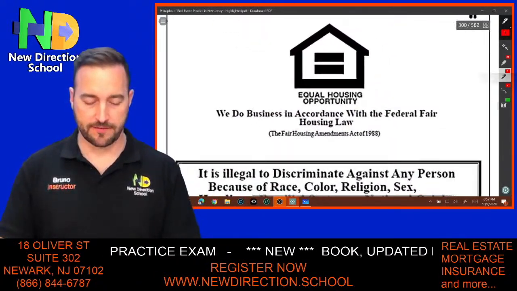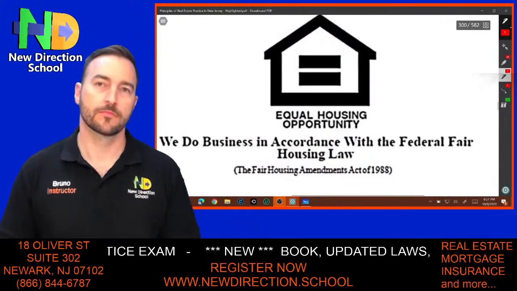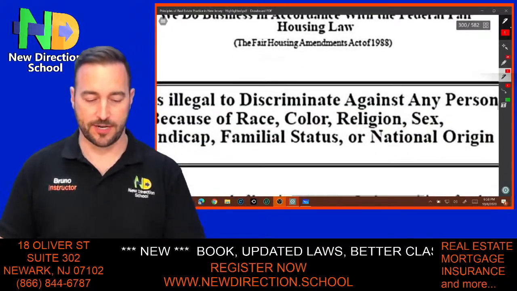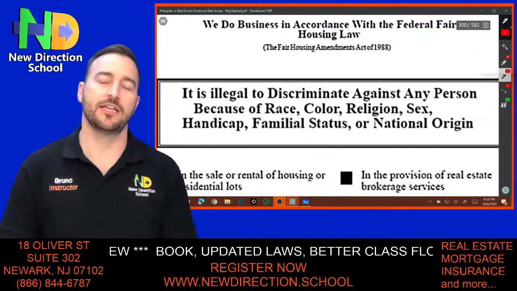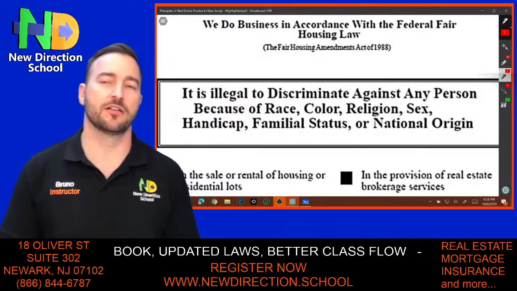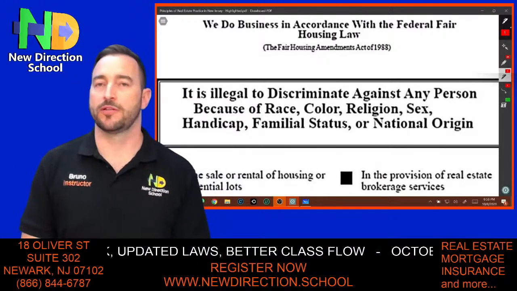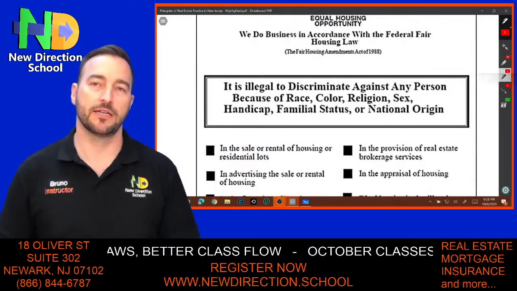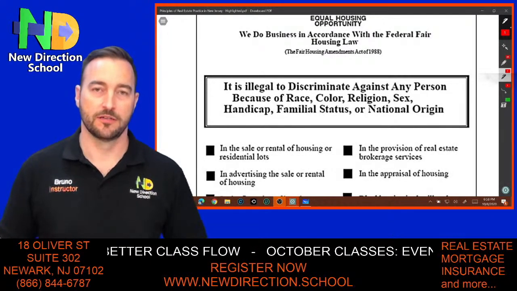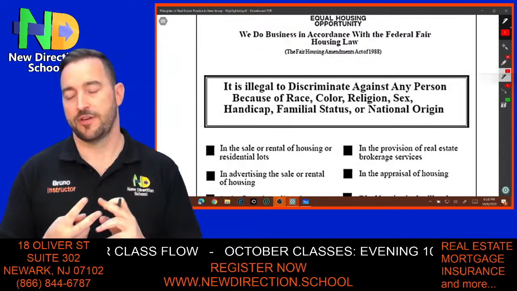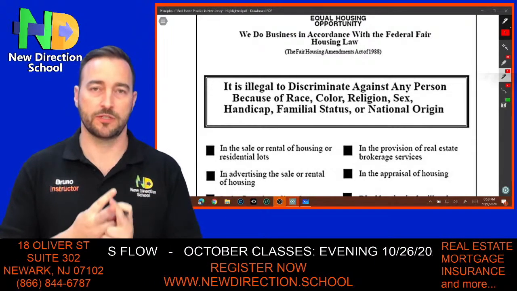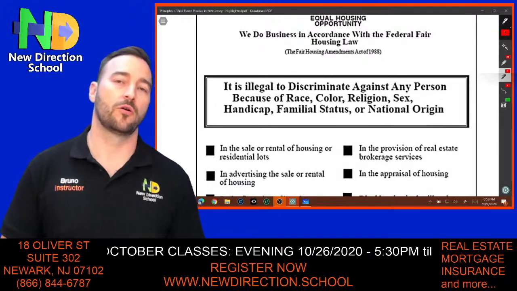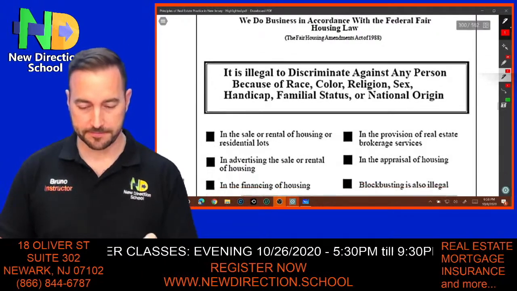This right here is the federal poster that must be displayed everywhere. It comes with the equal housing logo. It says right in the middle, it is illegal to discriminate against any person because of race, color, religion, sex, handicap, family status, or national origin. This poster must be displayed everywhere. If you have a real estate office, it must be there. If you have a model home or apartment or unit, it must be there. Everywhere you're conducting business as a broker or a salesperson, it must be there.